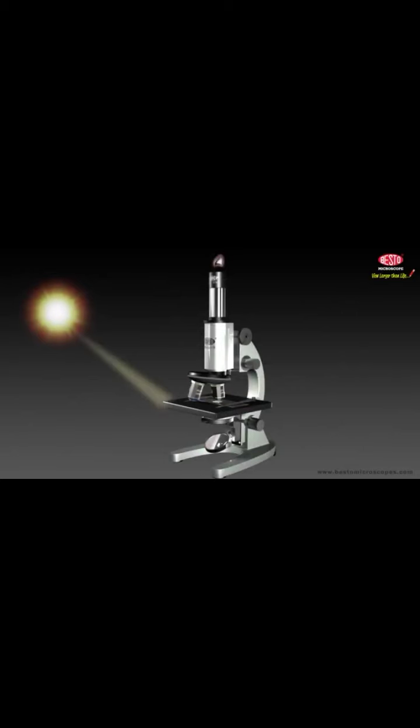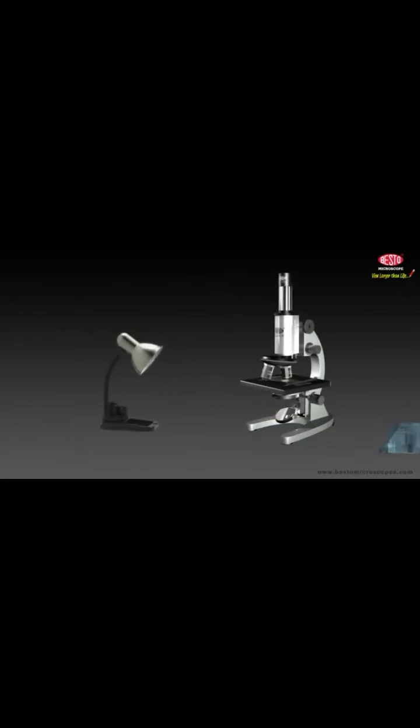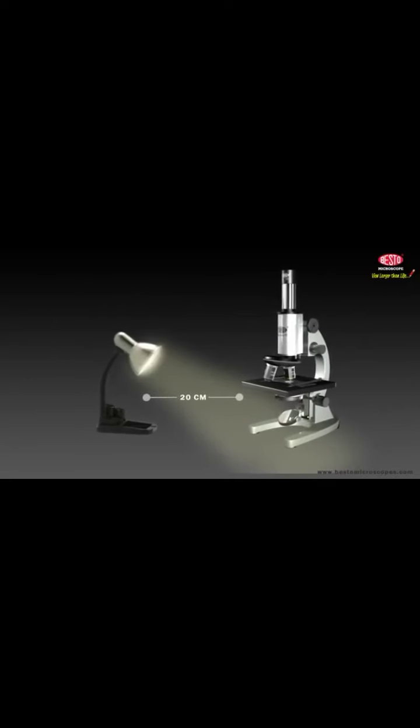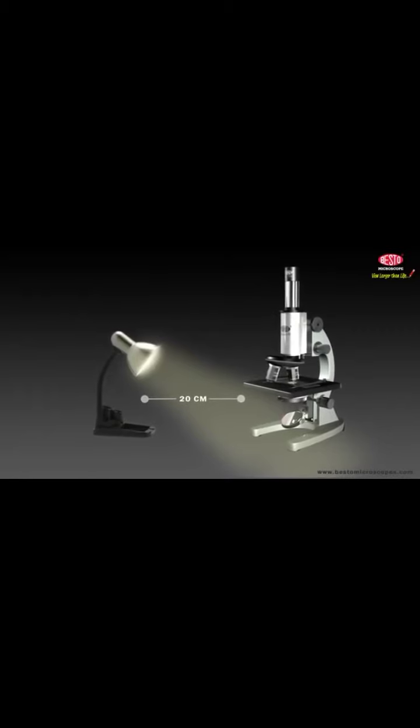Here's a helpful hint for you. Never use your microscope in direct sunlight, as the reflected light could damage your eyes. Step 6. If you are using a lamp for your lighting, put it about 20 centimeters away from the microscope. Adjust the lamp so that the light points towards the mirror under the stage.